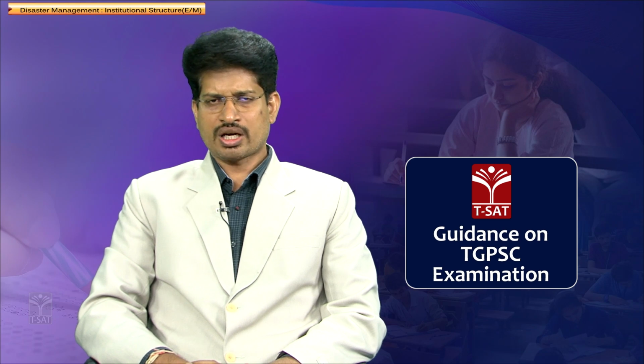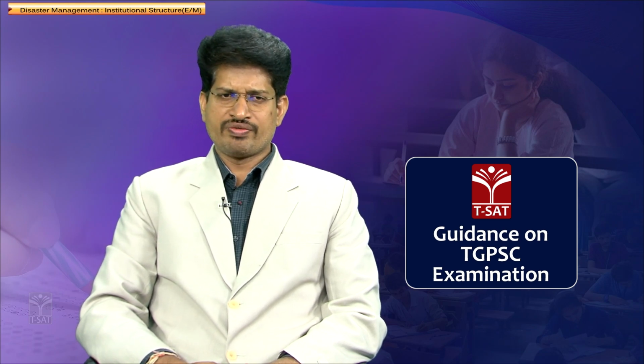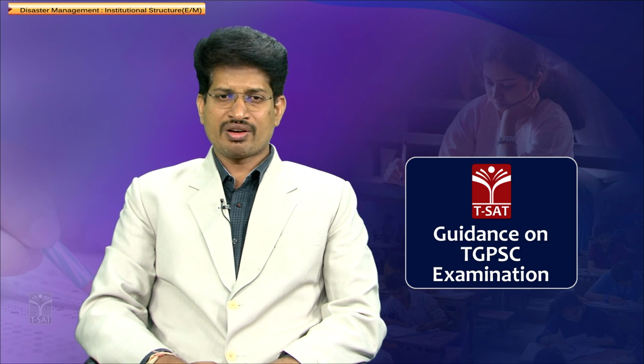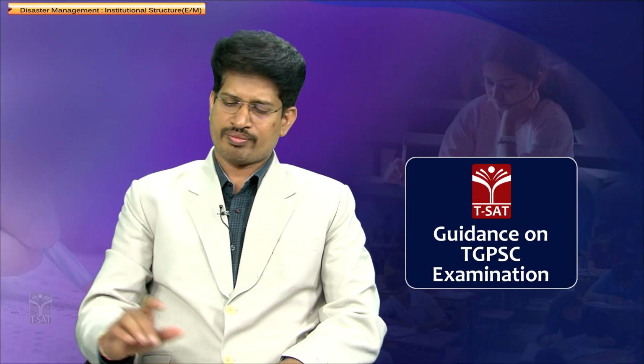This is a logistic mechanism, and it provides a framework for helping those at risk. So who needs to be helped first? People who are vulnerable, who are at risk, need to be helped first to avoid or recover from the impact of disasters. So this is the main mode of this proactive regime of disaster management in the modern era.